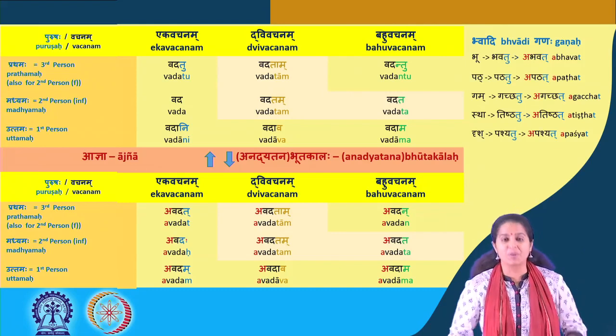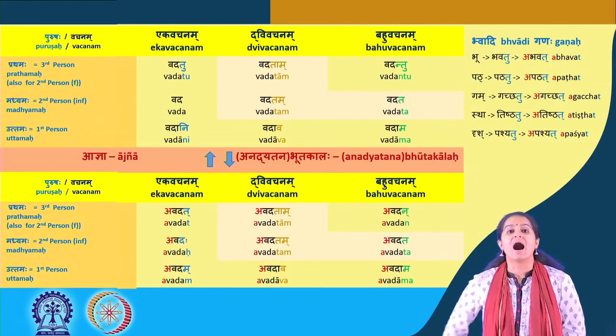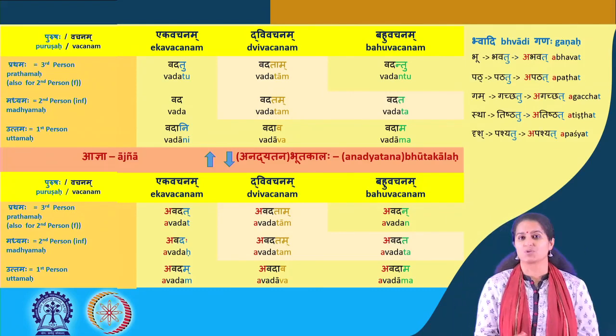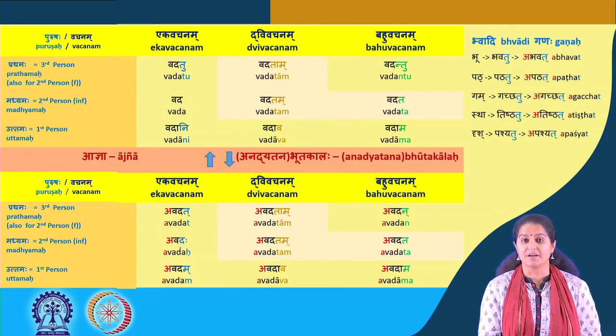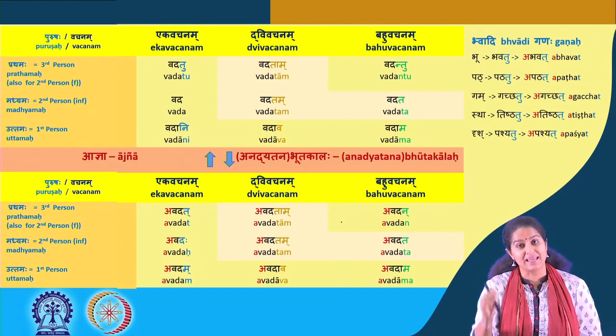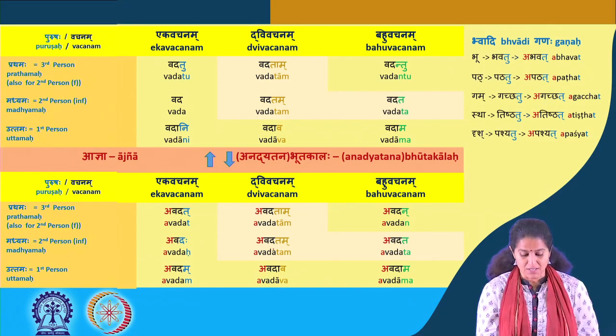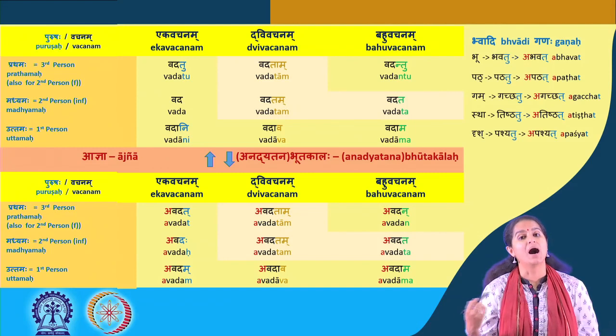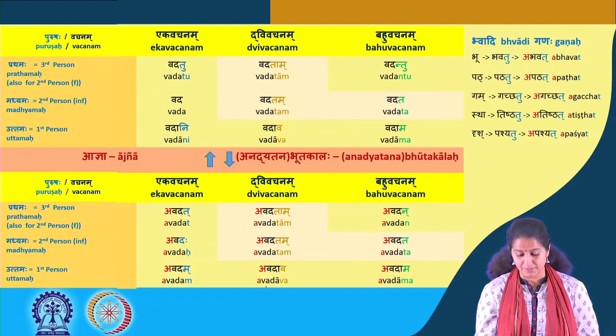Alright, so maybe we can just say that once together. Avadat, saha. So let's do it with saha. Saha avadat, tau avadatam, te avadan, tvam avadaha, yuvam avadatam, yuyam avadata, aham avadam, avam avadava, and vayam avadama.